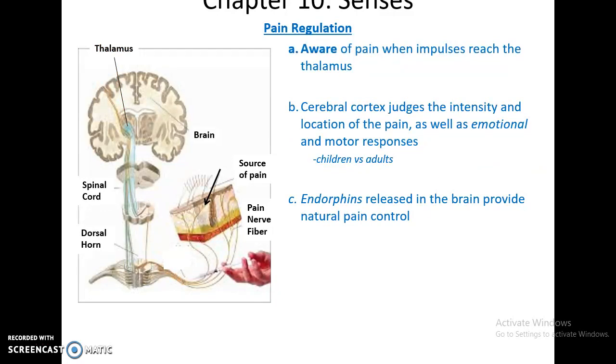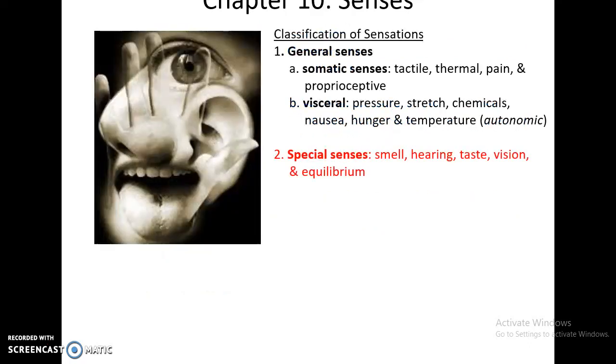And then the cerebral cortex really helps to let you understand where the pain is and how severe it is. So again, you become aware of the pain when it reaches the thalamus, but it is the cerebral cortex that decides on the location, intensity, and what your response should be. And that could be an emotional response. Often when we're little children, our emotional response to pain is to cry. As adults, at least for me, I tend to get angry when I feel pain. The brain also tries to limit the pain to help control it by releasing endorphins to help act as a natural control.